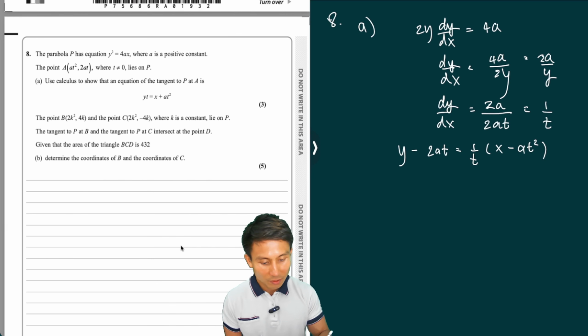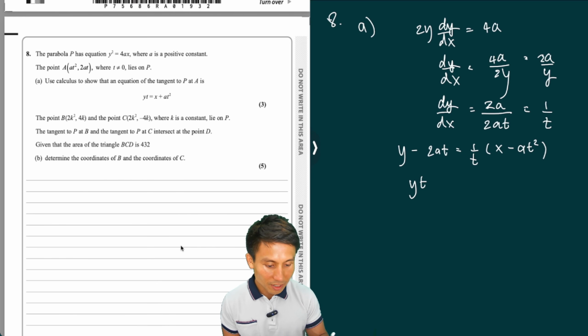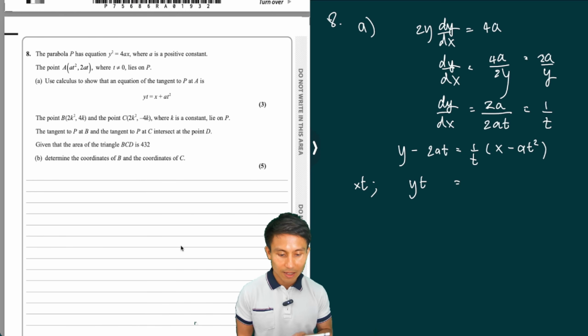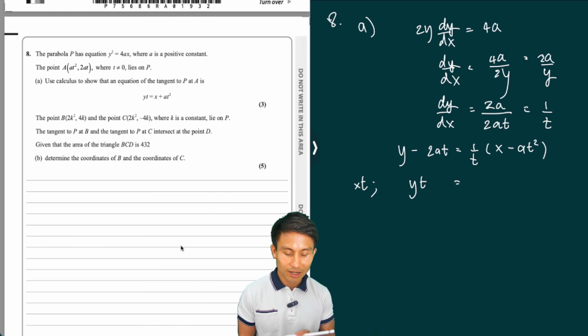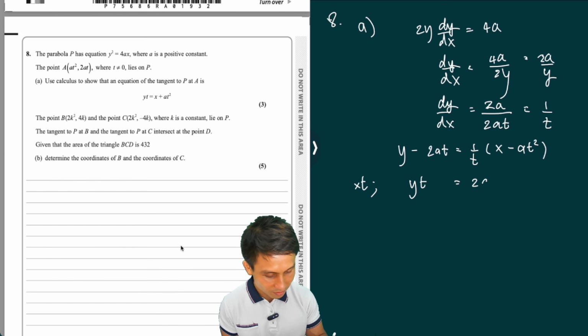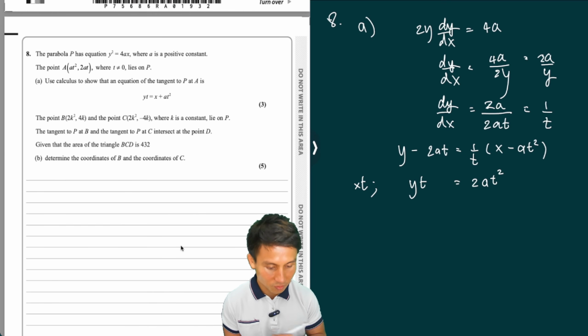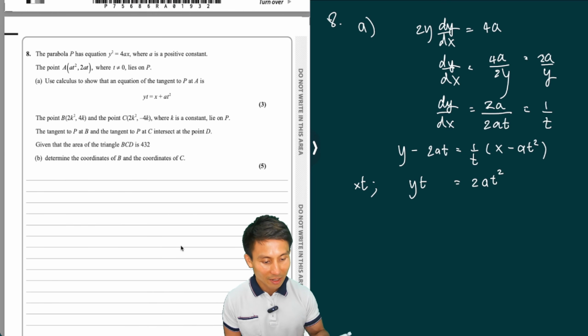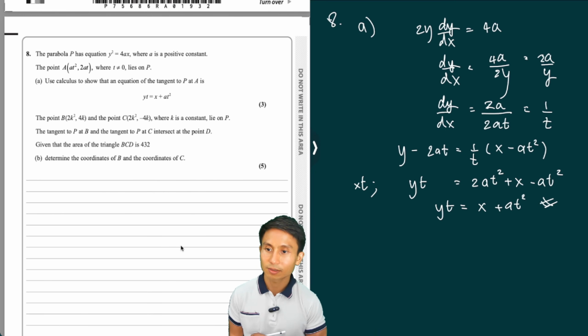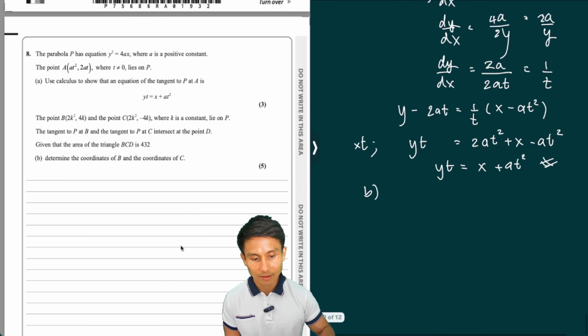Multiplying t out, we get yt on the left side, just multiplying t out across. And then minus 2at becomes minus 2at squared. We move it to the right, so that's minus 2at squared. And then the x minus at squared. And then we simplify that. We just get ty equals x plus at squared as required. Yeah, easy 3 marks there.